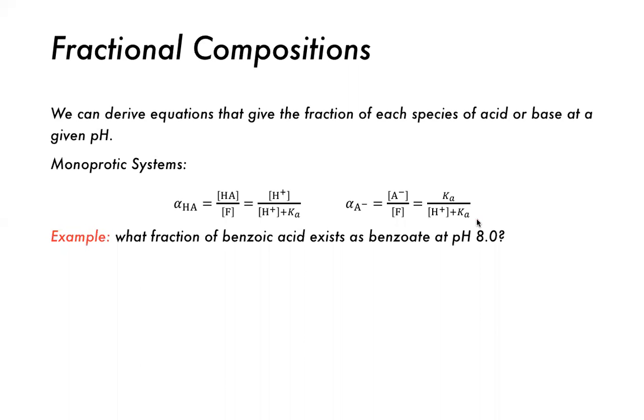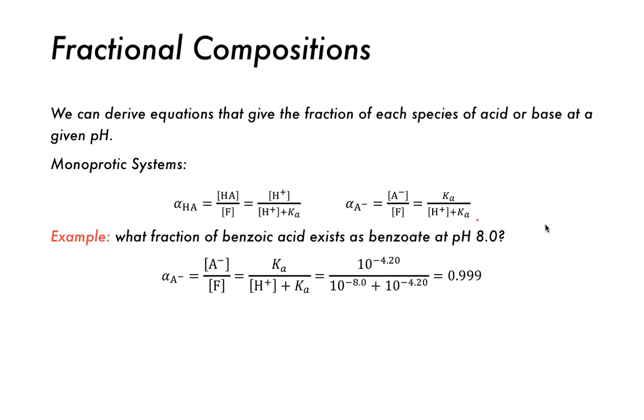So we're asked for an example. What fraction of benzoic acid exists as benzoate at pH 8.0? This goes back to the first example that we did earlier, where we were asked for the principal species present in our solution. So we use the equation there. We're asked not how much benzoic acid there is, but how much benzoate there is. So the fractional composition of A minus is equal to the concentration of A minus over the formal concentration, which is equal to Ka over H plus plus Ka.